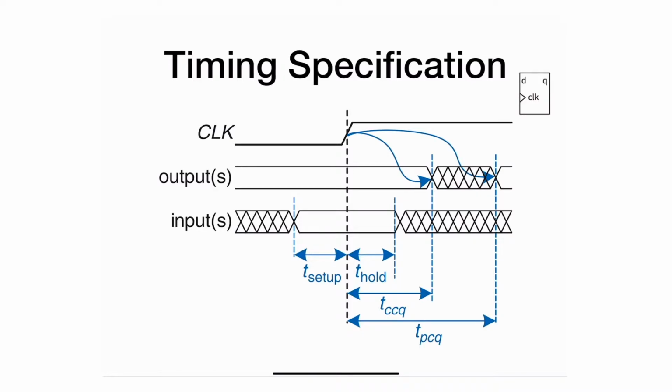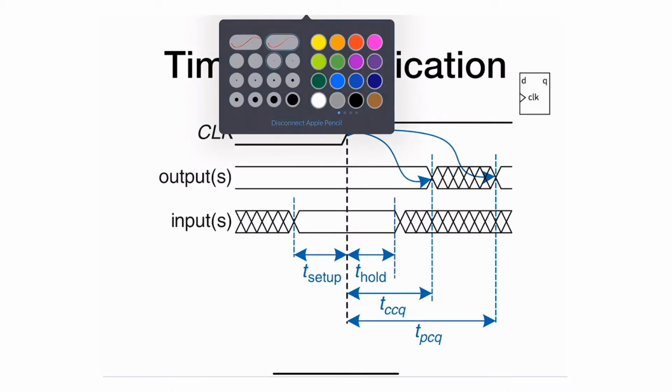What the timing specification tells me is that not everything appears exactly at the clock. There are some delays and some timing specifications we have to follow. Specifically, I have inputs and outputs here. In order for the flip-flop or the register to sample that input correctly, the input has to be kept for a certain period of time, and that period of time is what we call setup time.